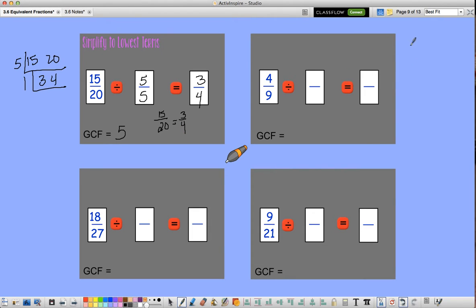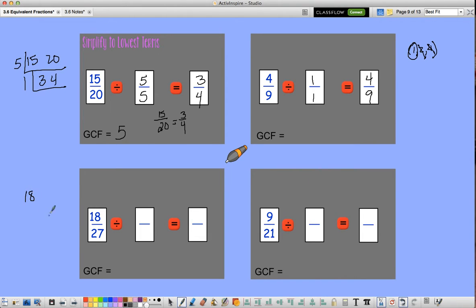Here I have 4 and 9, so if I list the factors of 4, and then I look, does 4 go into 9? No. Can 2 go into 9 evenly? Nope. So the GCF is 1, so this one is already in simplest form.